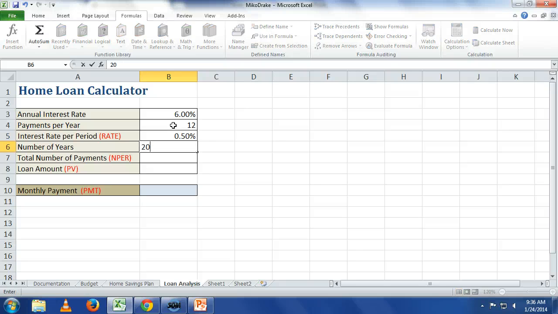Number of years, let's say this is going to be a 20-year mortgage or loan. And the total number of payments, which you see in red, those are the arguments that we need for this payment function, and I'll show you that in a second. The total number of payments for every month over 20 years would be 12 times 20, or 240. But instead of doing that, I'm going to put in equals B4 times B6. And they want to borrow 200,000.